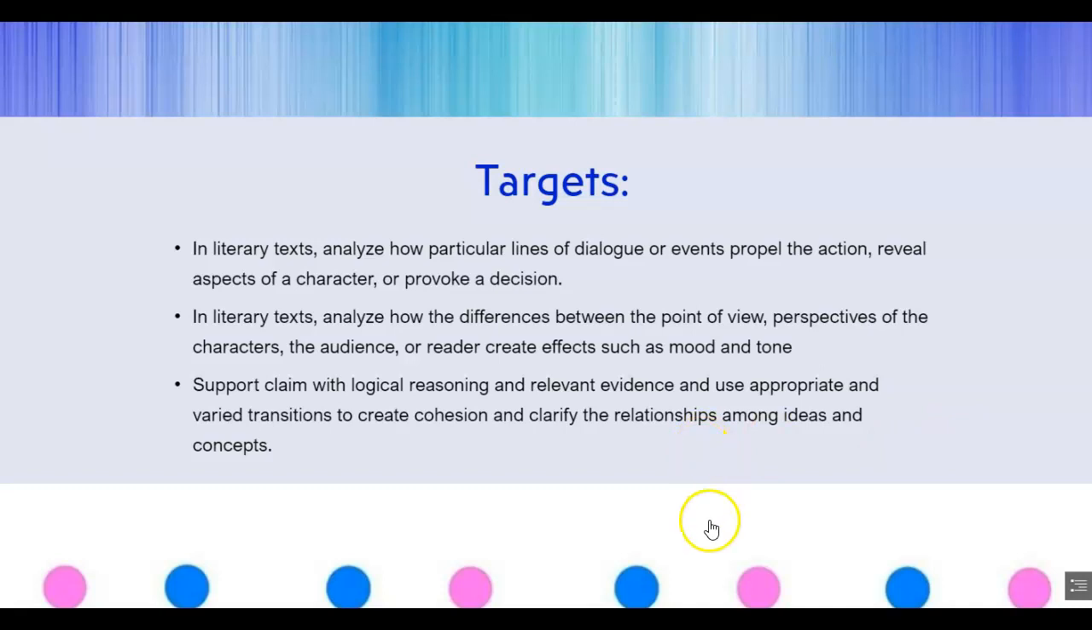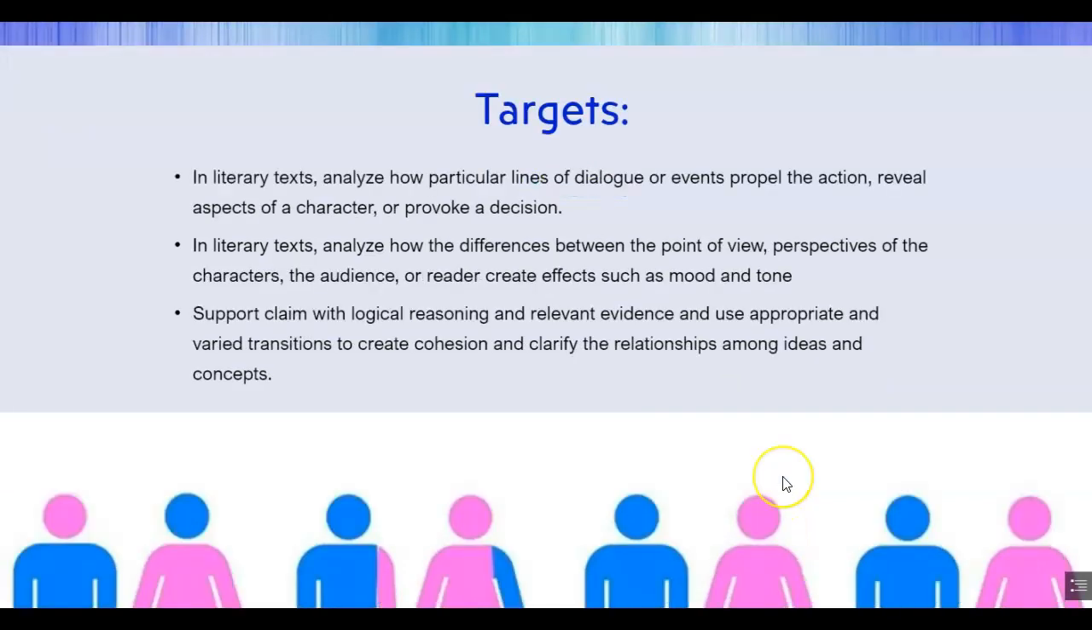All right, so we are going to look at literary text to analyze how particular lines of dialogue or events propel action and reveal aspects of character. We will be looking at how the differences between the point of view and perspectives of the characters and audiences or readers create effects such as mood and tone, and we will support claims with logical reasoning and relevant evidence and use appropriate varied transitions to create coherence and clarify the relationship among ideas and concepts. So we will be writing in that RACE format that we practiced with the immigrant poetry in the last section.